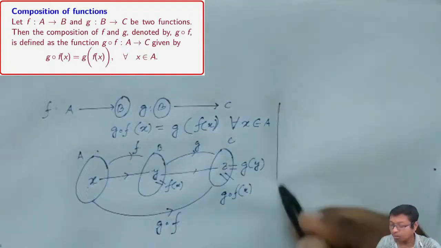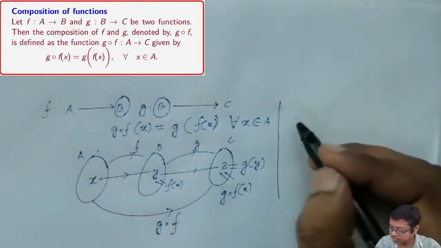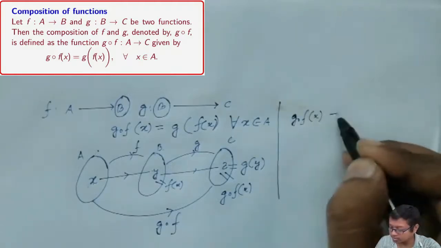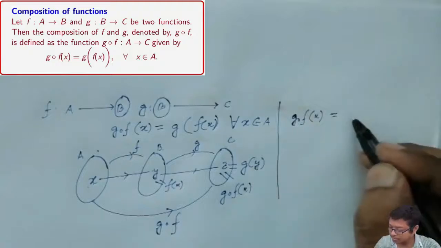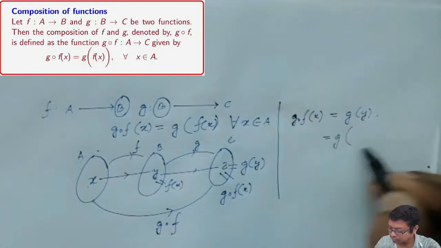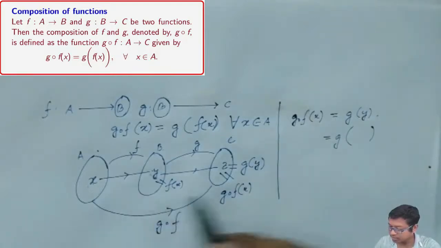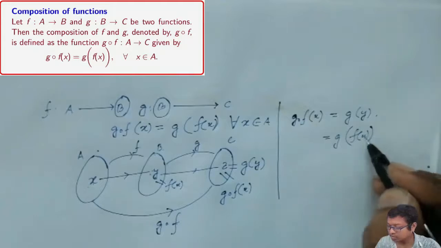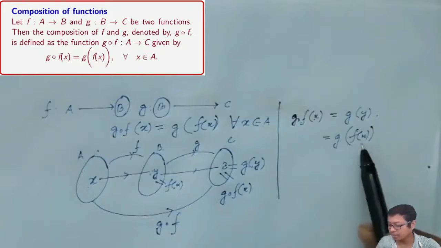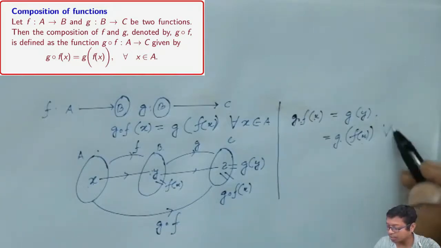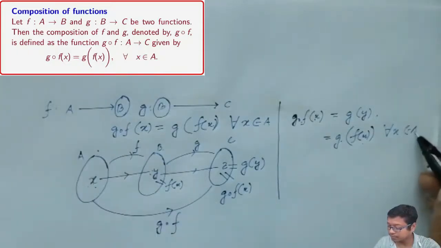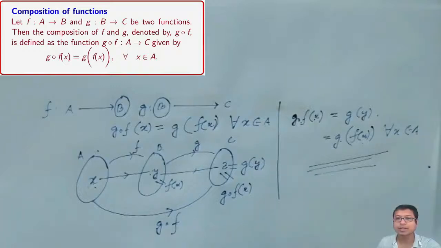If I combine all these things, z dot f of x is equal to z of y, and in place of y we can write f of x. So from here we can say z dot f of x is equal to z of f of x, and it must happen for all x belonging to A. Okay, I think it is clear now.